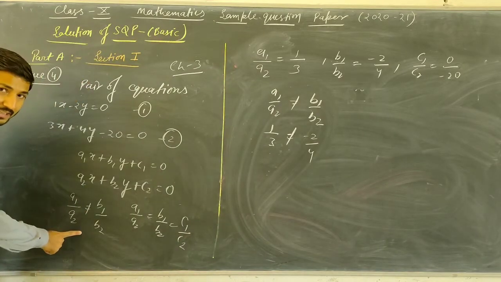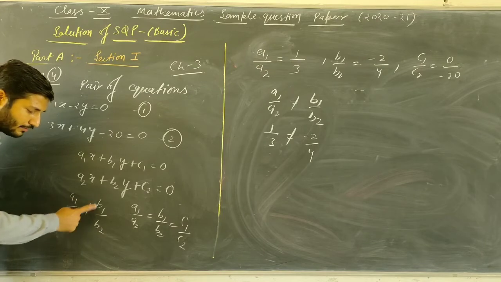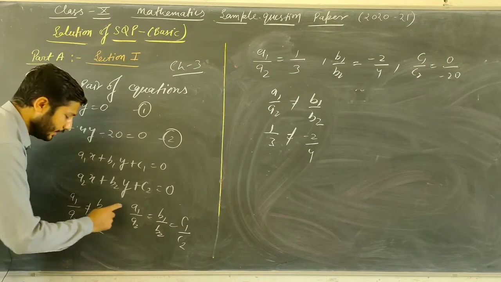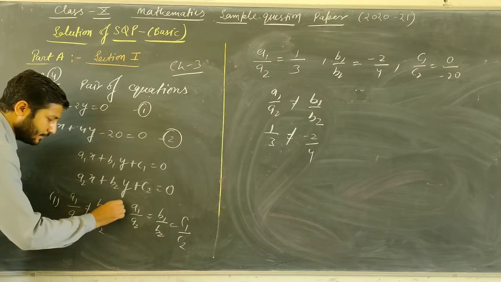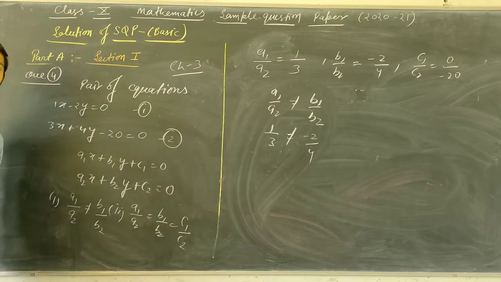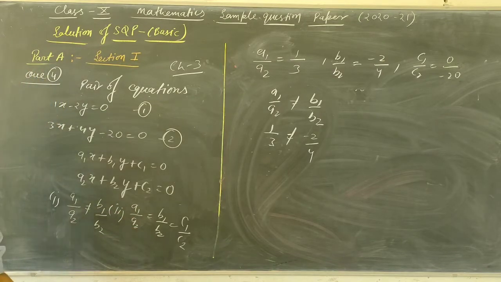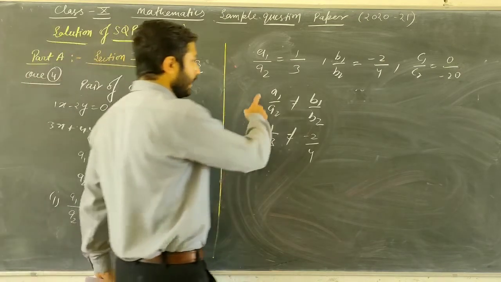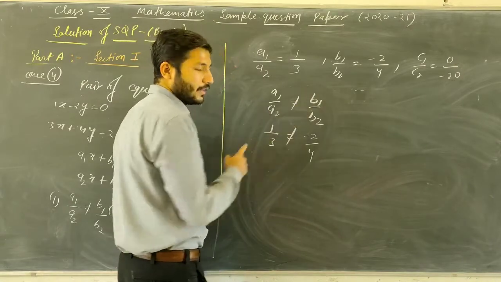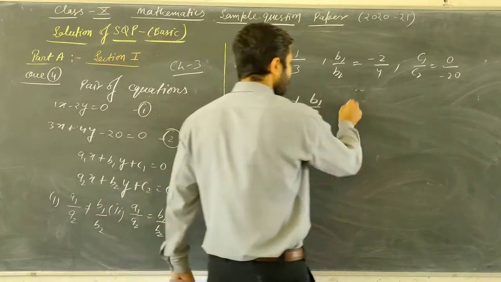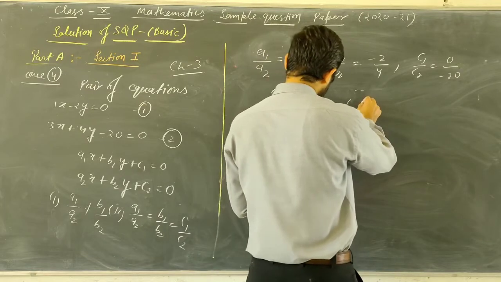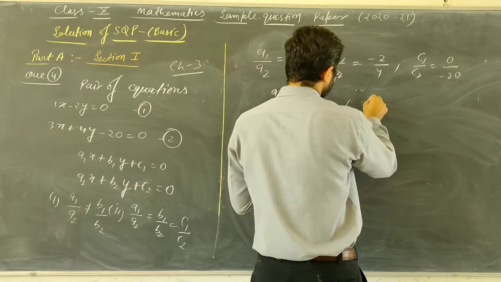मैंने आपको consistent की ये केस बताया था, a1 upon a2 is not equals to b1 upon b2, और ये तो फर्स्ट केस है, एंड सेकेंड केस में क्या होता है अपने पास में a1 upon a2 is equals to b1 upon b2 equals to c1 upon c2. So you can write a1 upon a2 is not equals to b1 upon b2. So solution is consistent.